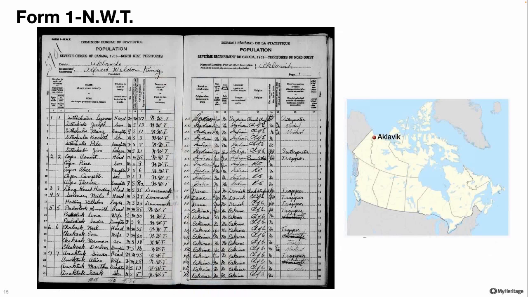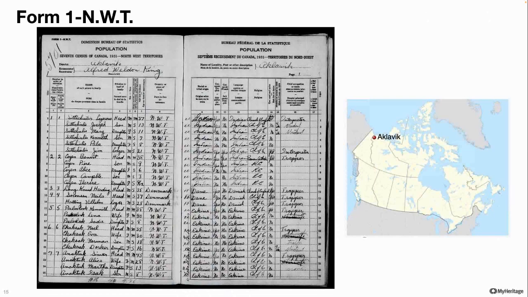And then I mentioned 1% of the schedules are what's called Form 1 NWT for Northwest Territories. Here's an example of this place, Aklavik. I had to look this place up. It's a small village. I think today there's about 600 people that live here, and it's near the delta of the Mackenzie River, way up there in the northern reaches of the Northwest Territories.